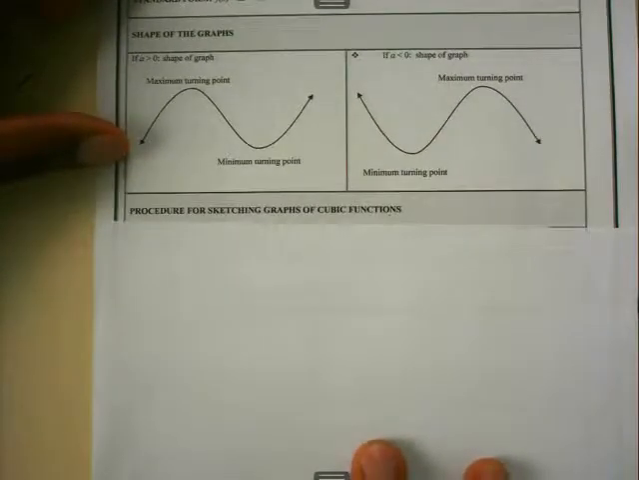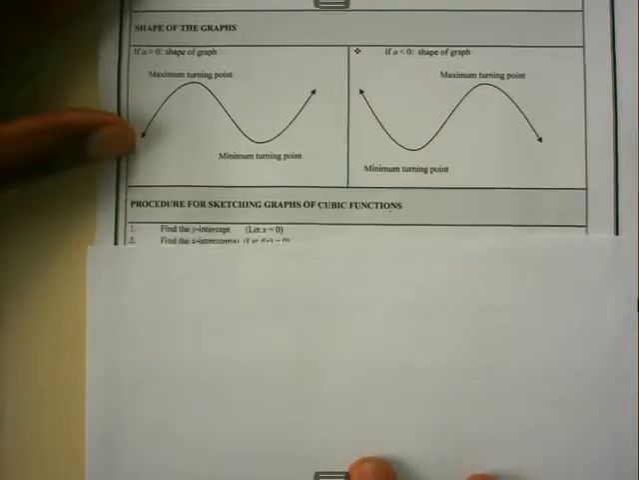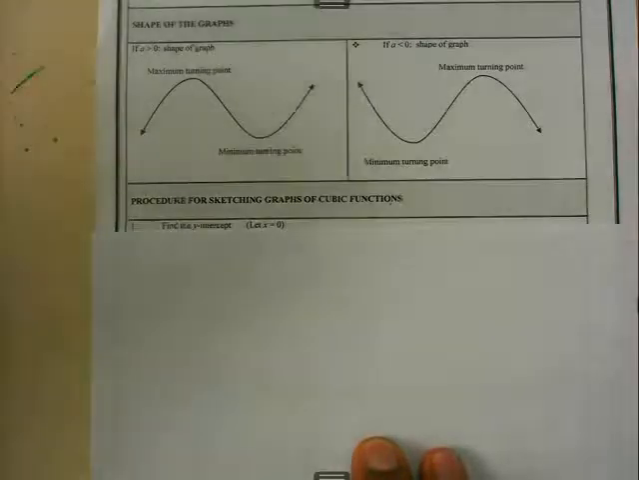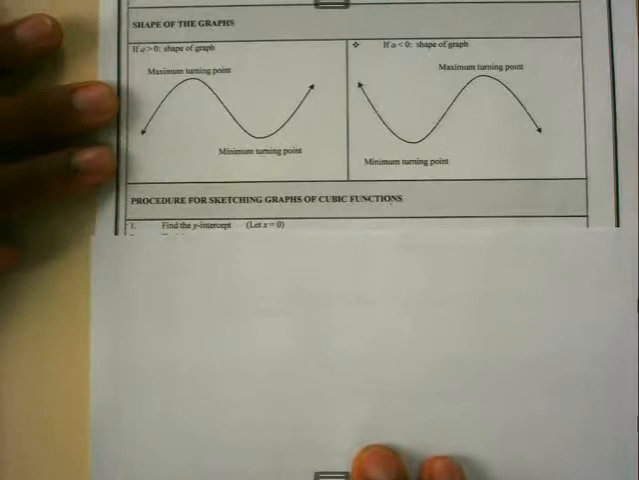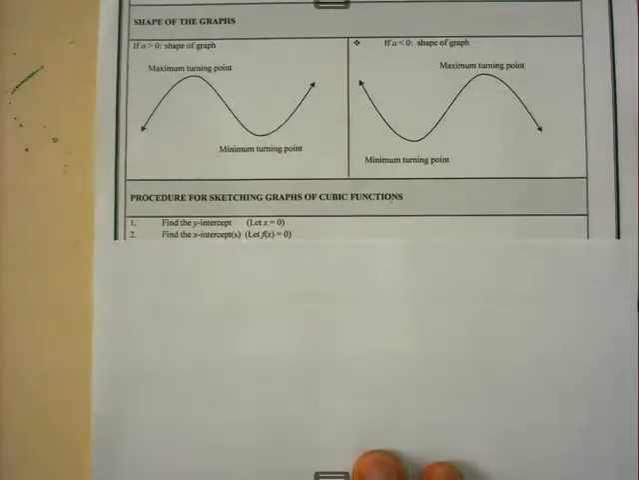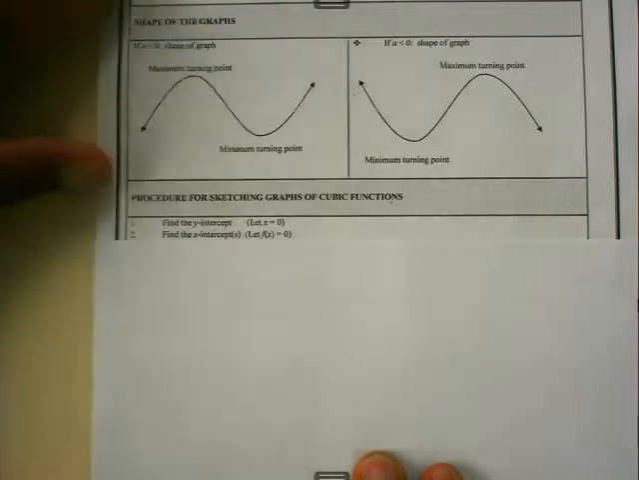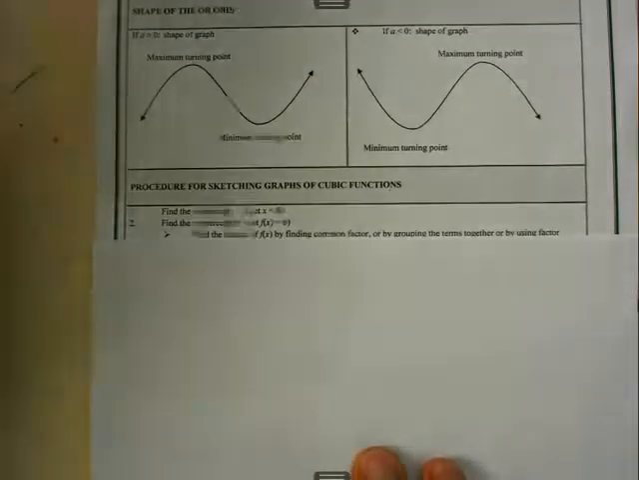Now let us look at the procedure for sketching the graph of a cubic function, which is very, very important, boys and girls. The first thing that you know, for all functions, is that the x and y-intercepts are very important. When you find the y-intercept, you let x be 0. And for the x-intercept, you must let y be 0. f of x, g of x, h of x must be 0. That is number 2.